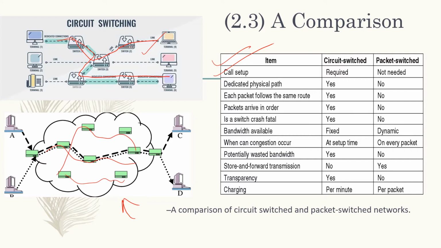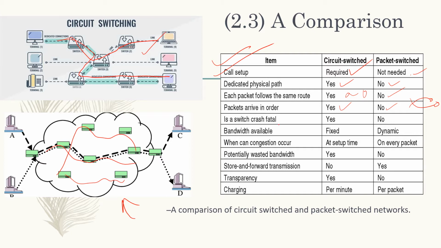So let's look at the difference. Call setup required, physical path is required. In packet, it's not needed. Dedicated physical path, yes, it is required. No. Each packet follows the same route? Yes, because it is one line, so it has to follow the same route. But as I told you, depending on congestion, it can pick up any route. Packets arrive in order? Yes. Here it is not arriving in order. If the first one goes first and follows the next path, then another may reach first. So later it will be checked. But it does not follow a particular order.